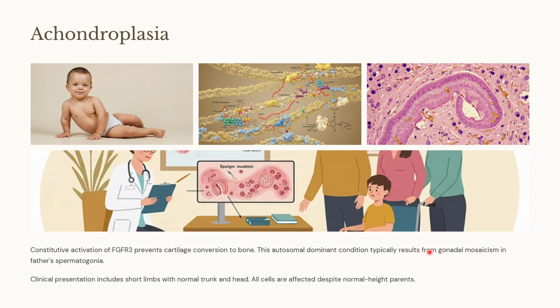So the father may not have achondroplasia, but every offspring produced by the father will have the disease because it is an autosomal dominant from gonadal mosaicism. That is a different feature which is seen in achondroplasia. And sometimes this can also be asked. Like what is responsible for achondroplasia? Constitutive activation of FGFR3 is the one which is responsible because the cartilage has to get converted to bone. Since this is activated, this doesn't happen. The children will be presenting with short limbs with a normal trunk as well as a head.